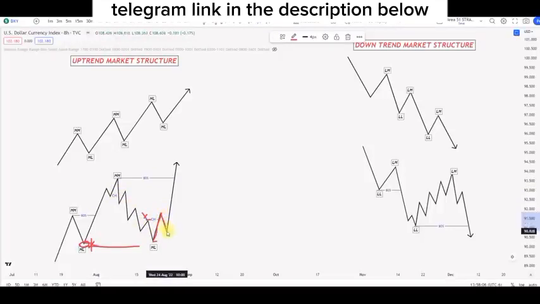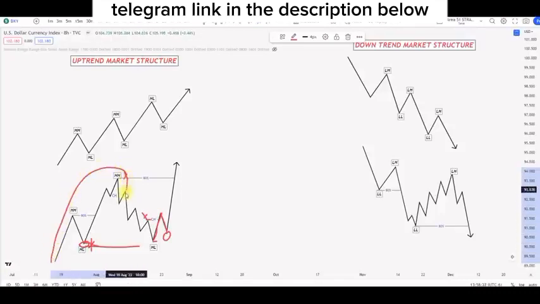We wait for the pullback, and now we initiate our trade and target this higher high here. You can use this as a swing trader. Basically what you do is, if you're a swing trader, your higher time frame will be the weekly. So you go to the weekly time frame and you basically identify the direction of the market.